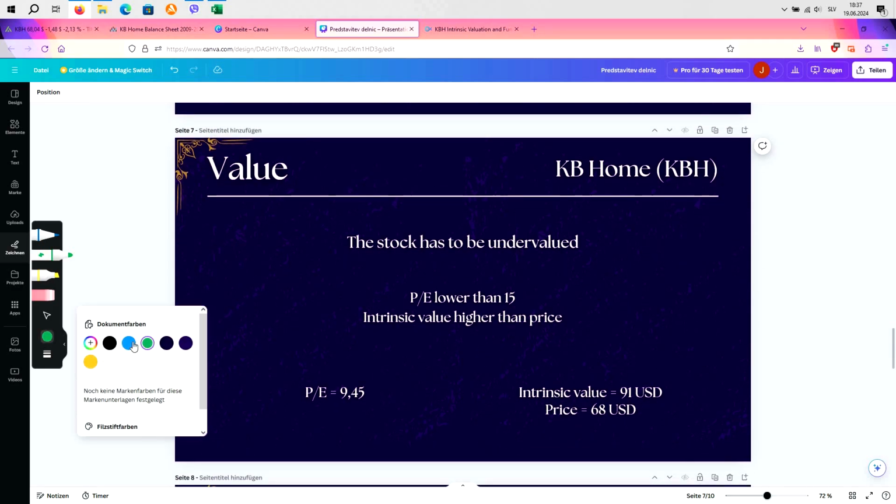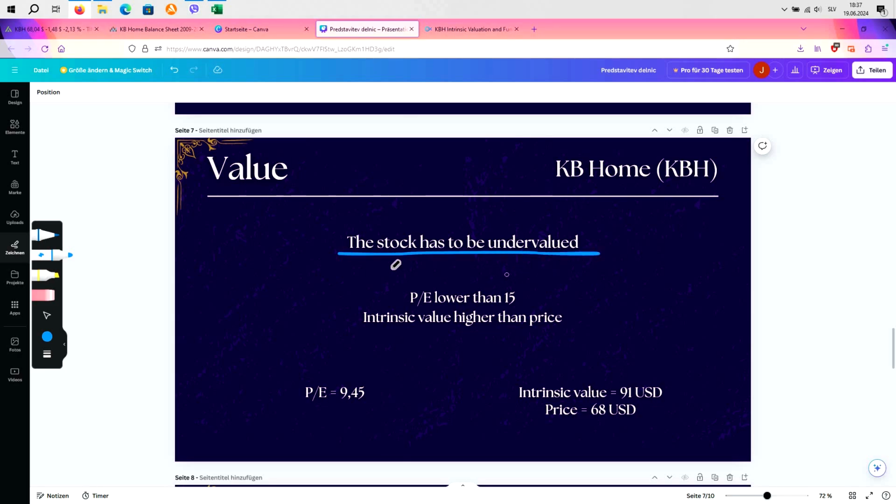Now we come to the value, and the instruction of the value is that the stock has to be undervalued. Now, how do we decide whether the stock is undervalued or not? For that, we measure two different things, okay? We measure the so-called P/E ratio, and we measure intrinsic value. Now, P/E ratio is basically a number that tells you if the stock is undervalued or overvalued based on comparison with competitors, okay?